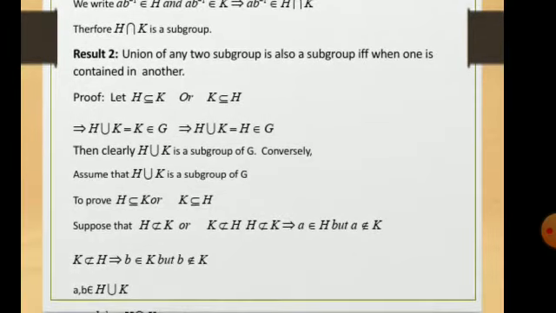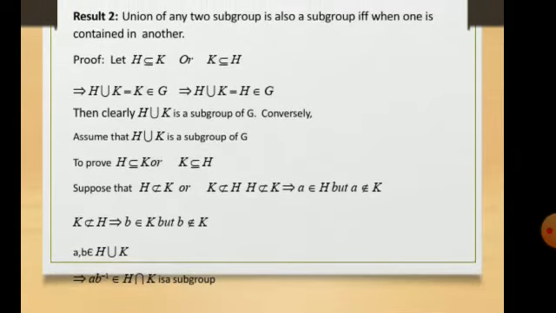Let us see another result. The union of any two subgroups is also a subgroup if and only if one is contained in the other. Let us see the proof. Let H be contained in K. That implies H union K is equal to K, which is a subgroup of G. Otherwise, let K be contained in H. This implies H union K is equal to H, which is a subgroup of G. Then clearly H union K is a subgroup of G.